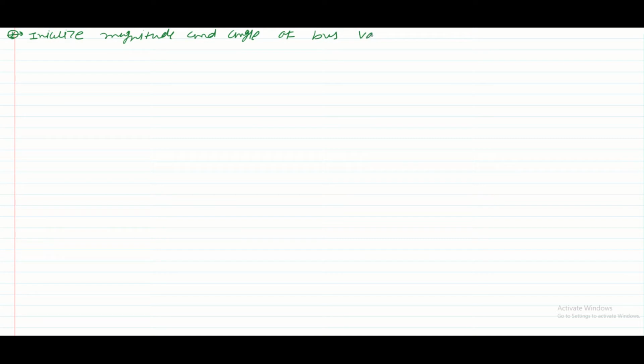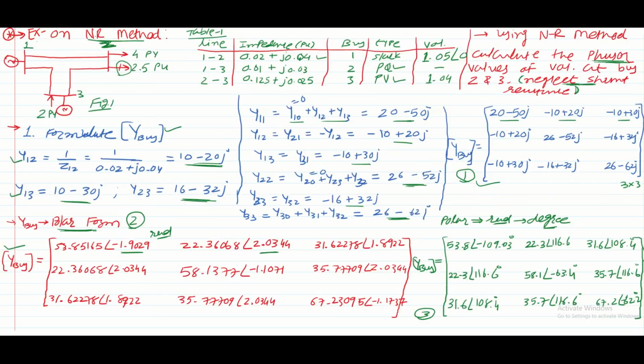So for bus number 1, as we know, the bus number 1 is a slack bus, so the voltage magnitude is given, which is 1.05, and delta 1, which is 0. Okay, here it is given in your example. Yes, 1.05 with an angle 0.